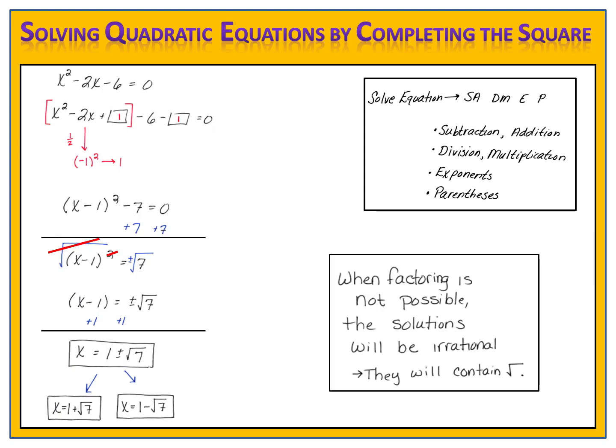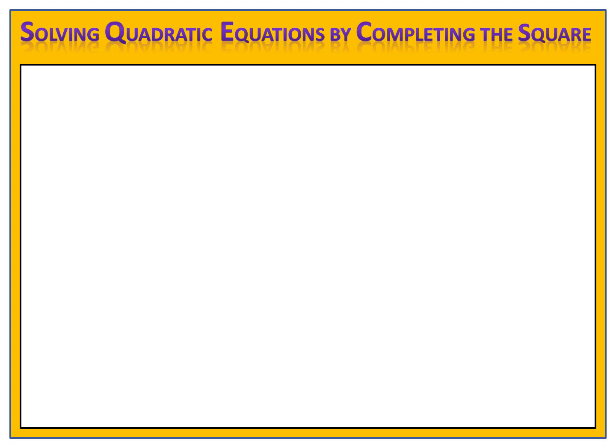An interesting note is this. When factoring is not possible, the solutions will be irrational. In other words, if you can't factor the trinomial, then your solutions to the equation will contain square roots.